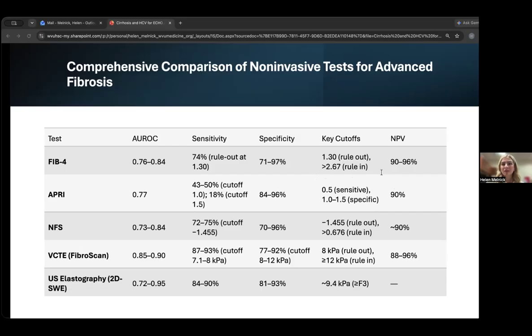And then as far as imaging, we're talking about the VCTE or FibroScan or ultrasound elastography. The FibroScan provides the strongest diagnostic performance for imaging fibrosis. Values under 8 kPa effectively rule out advanced fibrosis, and values above 12 kPa strongly rule it in, though positive predictive value still depends on disease prevalence.